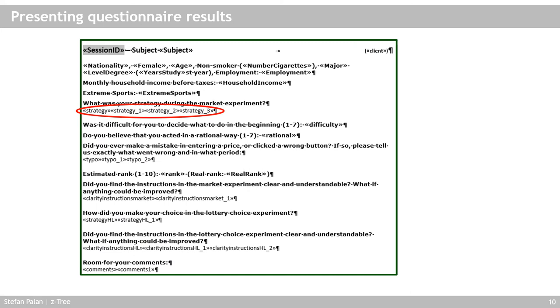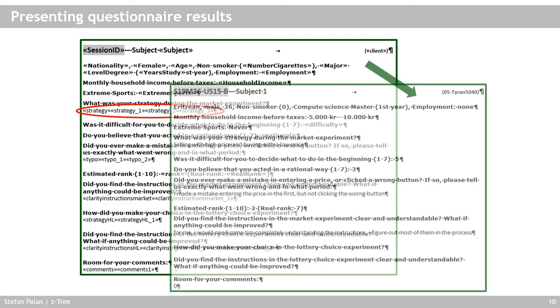So for example, this is a sample output that I've created in the Word file. These are the fields that are added from the zTree questionnaire output. Session ID, so this is text, subject, and then it inserts the subject number. Then it puts here the nationality, whether this was a female person, the age, and so on. And as you can see here, if for some answer in the questionnaire multiple fields were created, you just add all of them here in the mail merge file, and the result then looks something like this.